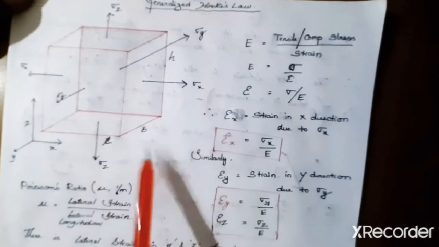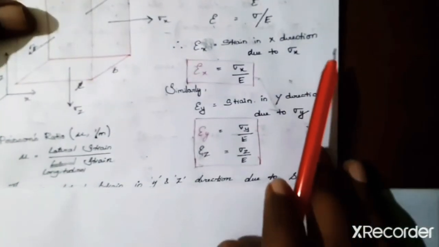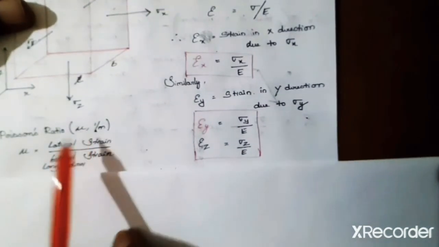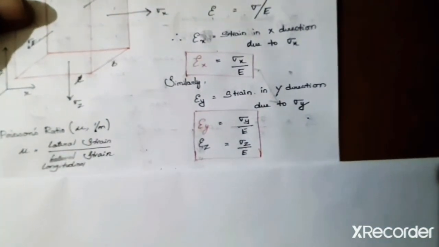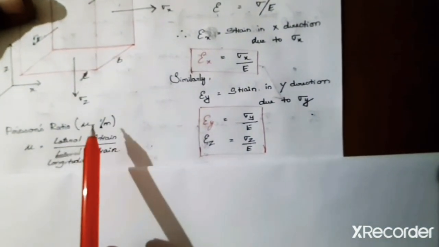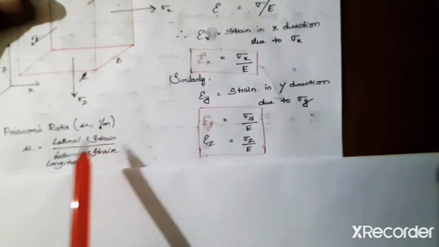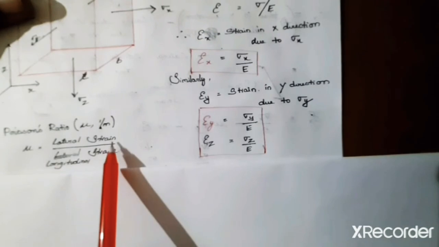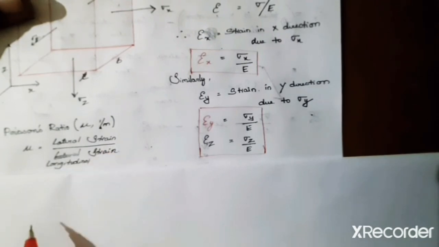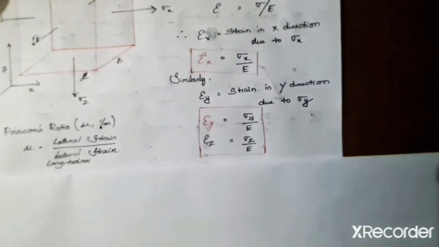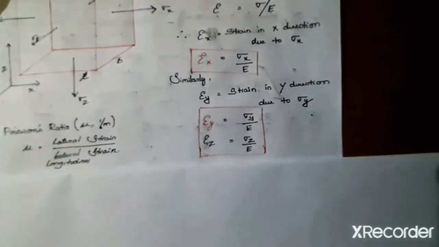Okay, so now we also know that Poisson's ratio, which is denoted by mu or 1 by m, is equal to lateral strain by longitudinal strain. Okay, so let us see that.